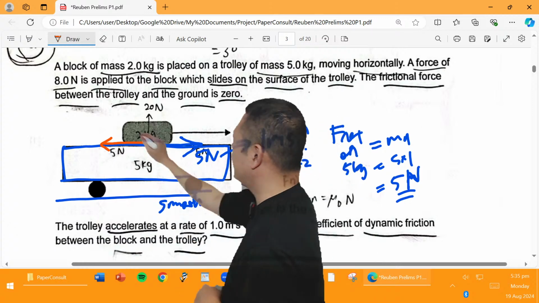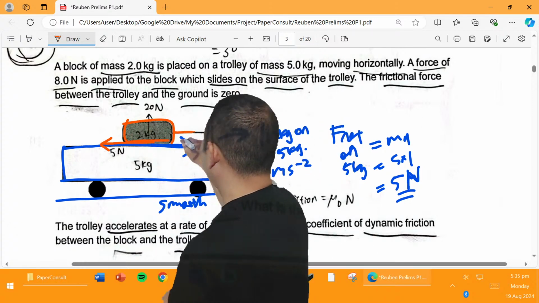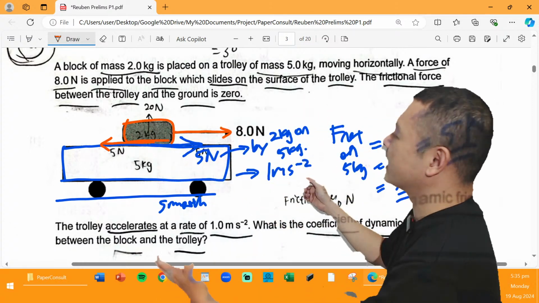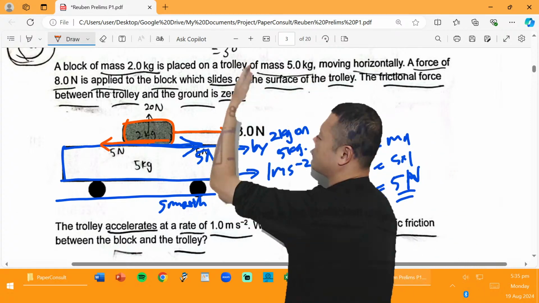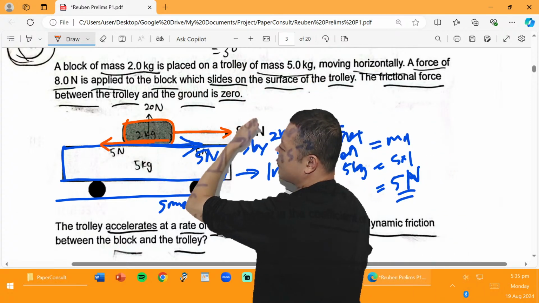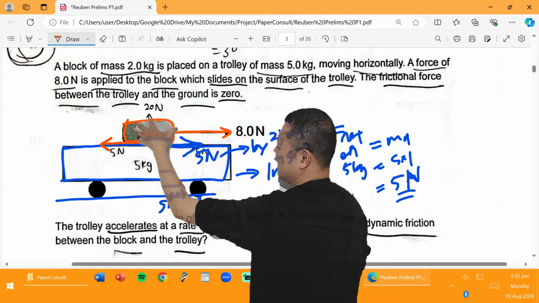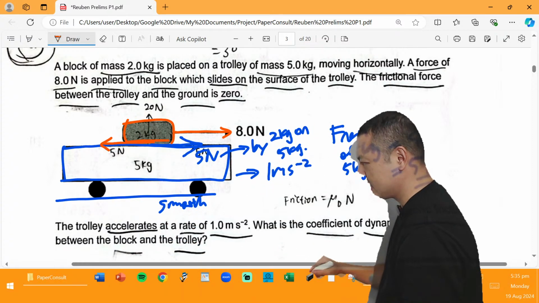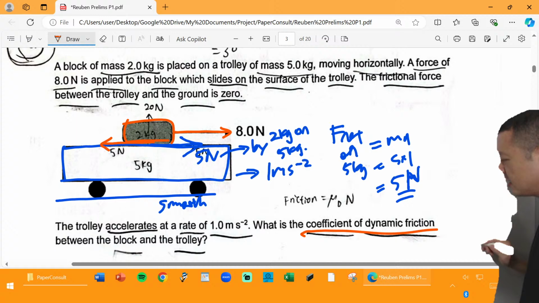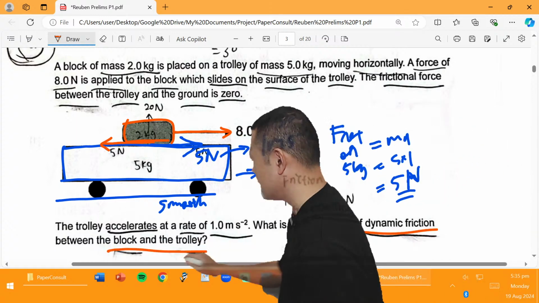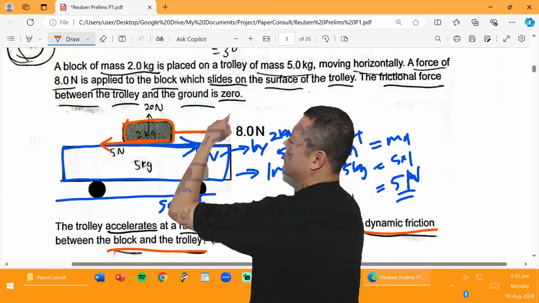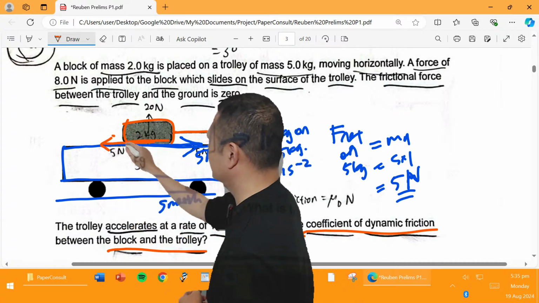So when you look at the 2 kg mass, after all that, you realize that there is a resultant force acting on the 2 kg mass. 8 minus 5 on the 2 kg mass is 3 newtons. But I don't think that's what they're asking for. What they're asking for is the coefficient of dynamic friction between the block and the trolley, so they're asking for this 5 Newton force.